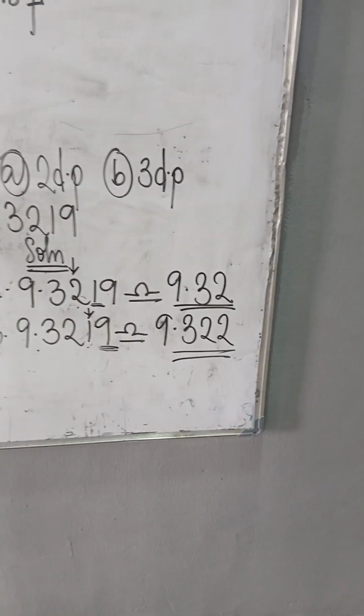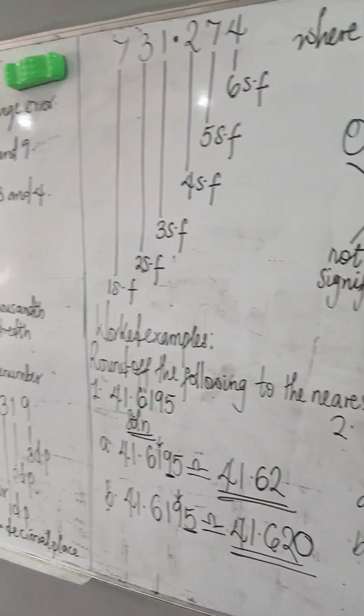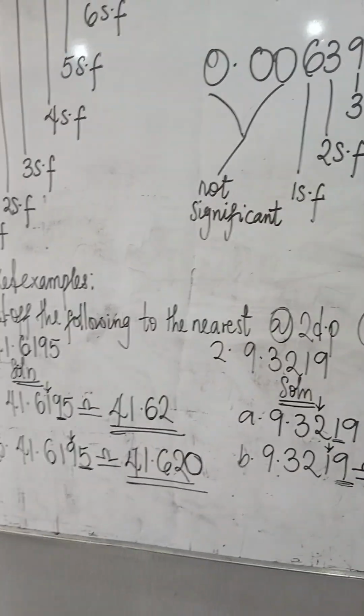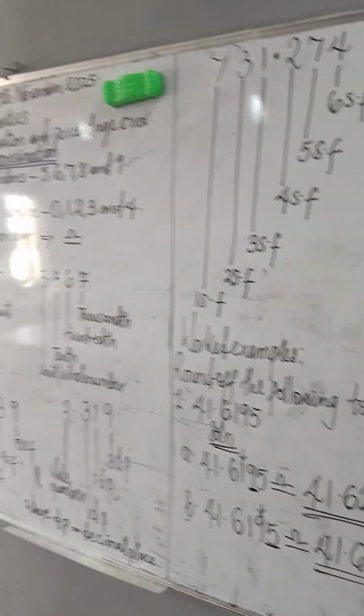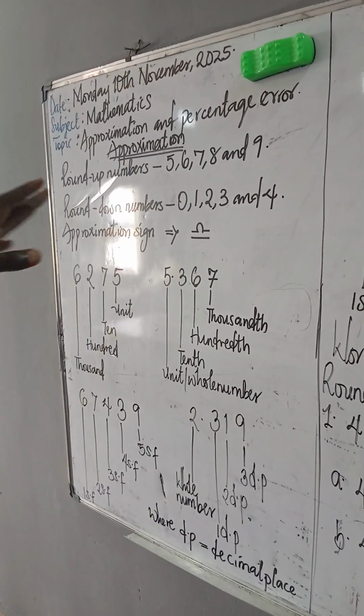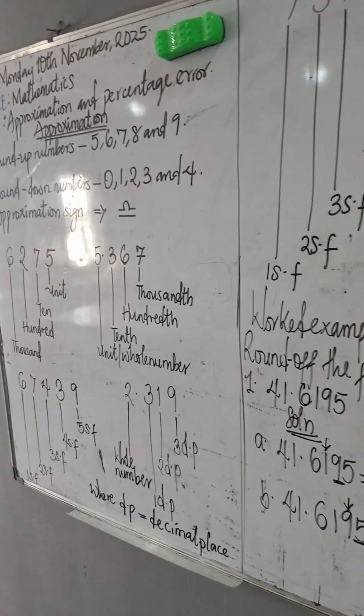So this is how we round off numbers to the nearest 2 decimal places and 3 decimal places. And in our next video, we are going to be looking at significant figures, rounding values to the nearest whole number and significant figure.